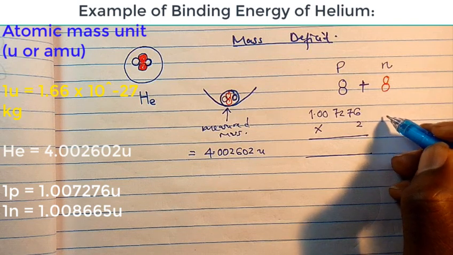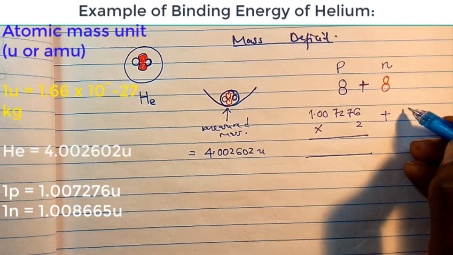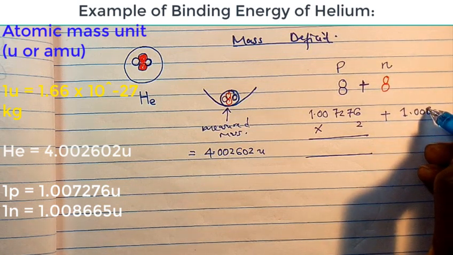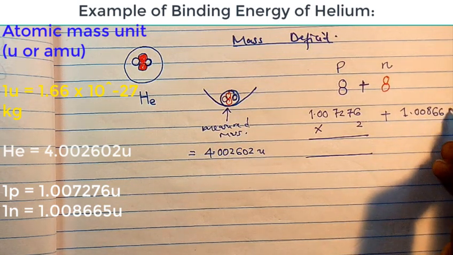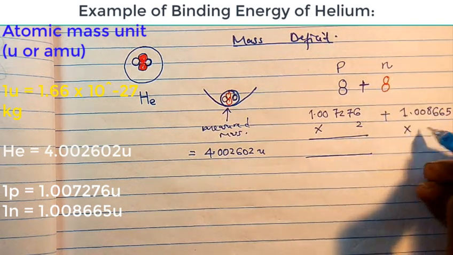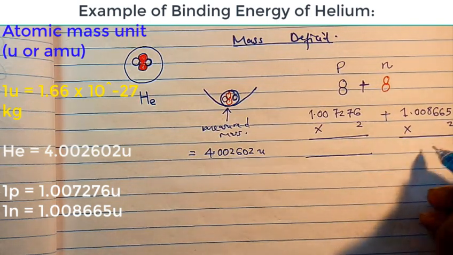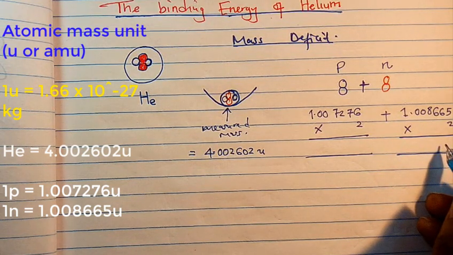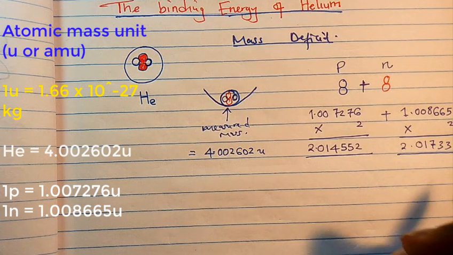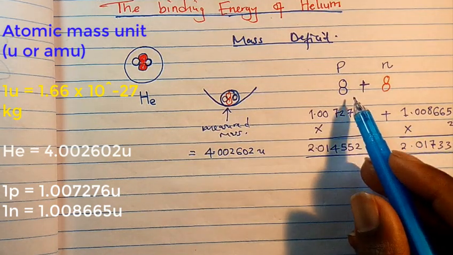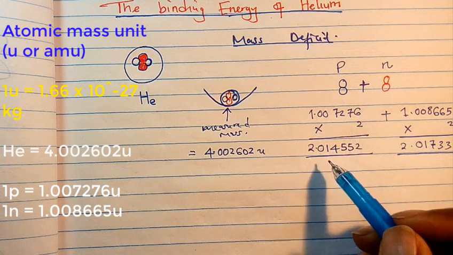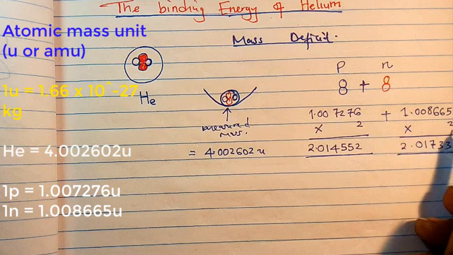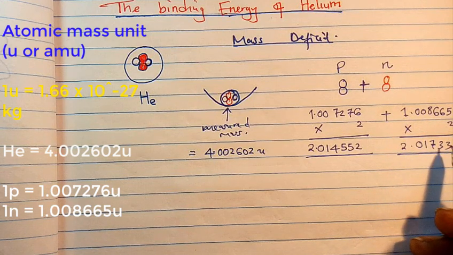And then on the other side we add that to the mass of a neutron. A neutron weighs 1.008665, and there are 2 of them, so again we multiply by 2. If we multiply by 2, then we get the calculated mass of the neutrons. So once we multiply the proton mass by 2, we get this number here, and once we multiply the neutron mass by 2, we get this value here.